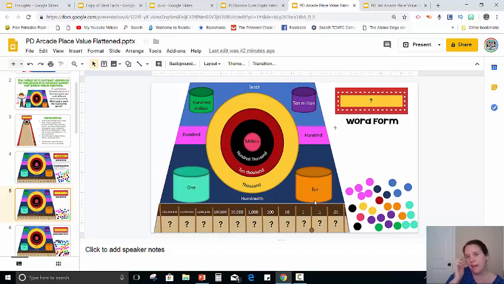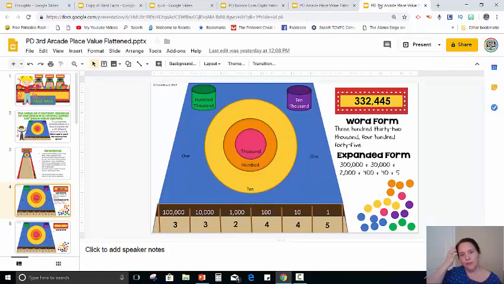Additionally, when you take something like this, you can very easily modify it to differentiate for your students. So you can see here that this game goes up to the 100 millionths place, but if we have a different version, we can see here that it looks very similar, but this one only goes up to the 100,000ths place. So it's easy to take something like this and use it to differentiate for your students without your students really feeling like they're doing something totally different.